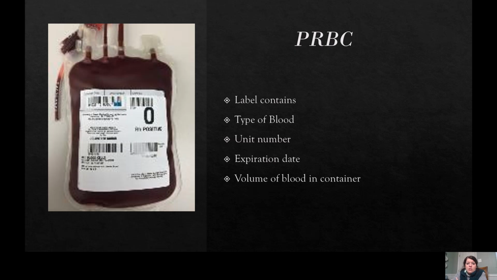So for packed red blood cells, all of the blood that you give is going to have a label on it. This label is going to contain the type of blood, like we talked about. Is it O positive? Is it O negative? Is it AB positive, etc. It's going to have a unit number. It's going to have an expiration date, and it's going to tell you how much blood is in that container.